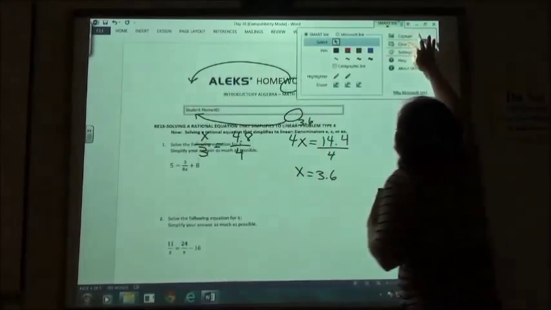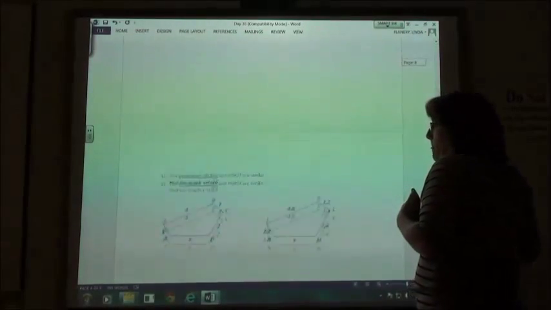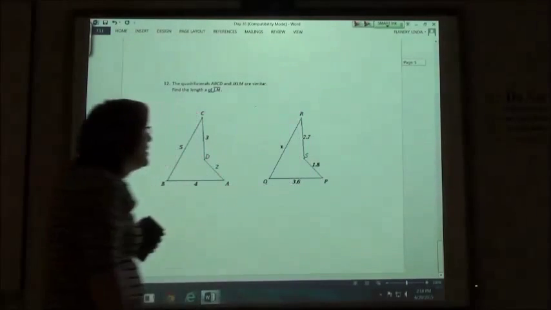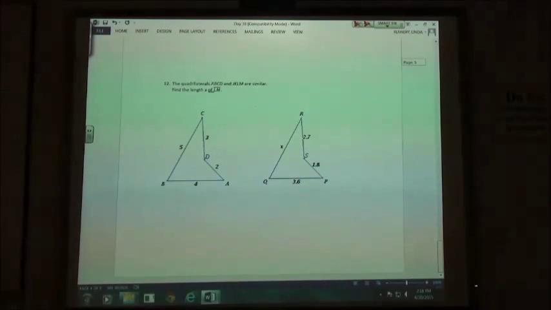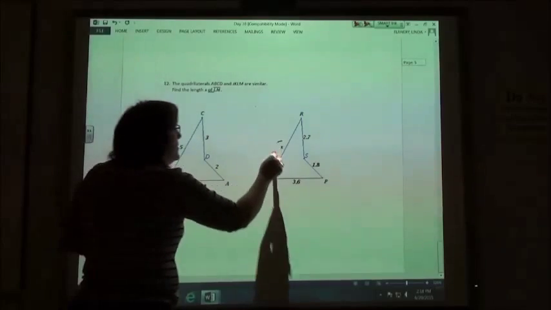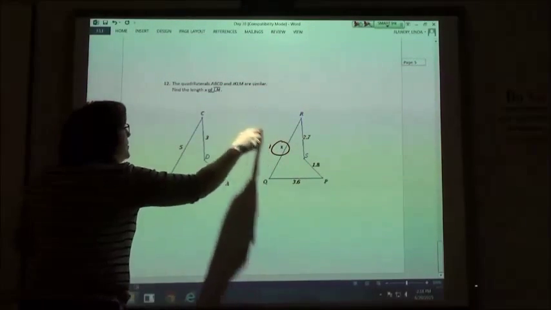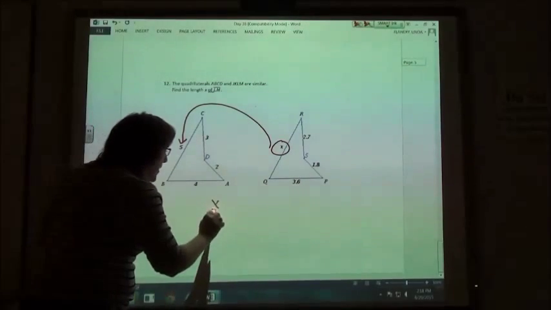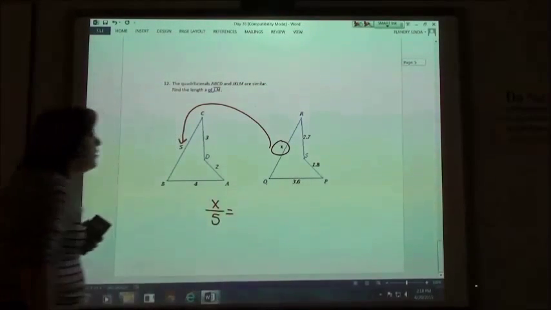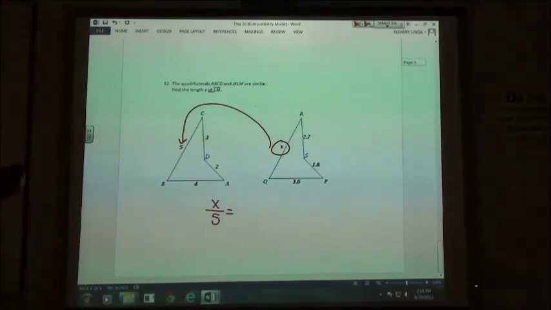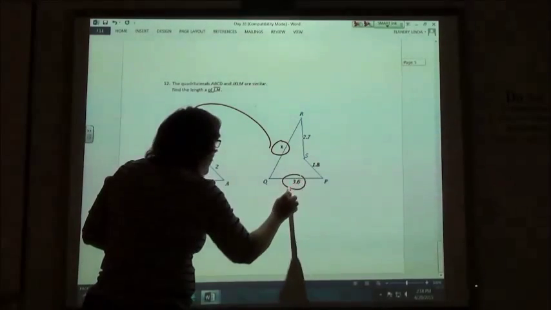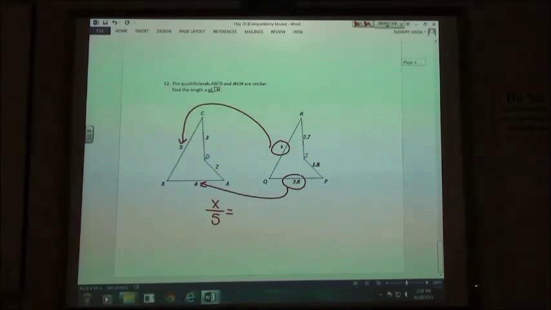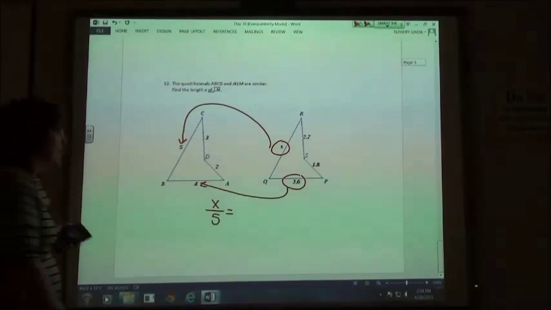Number 12, same kind of thing. Number 12 is the last one on this page. Again, I am trying to find the length of x. X is this side here. X corresponds to 5. So x over 5 is going to equal, picking a number to use, I'm just going to use the 3.6 again because it's easy to draw my arrows so I don't have to go through the middle of my shape. So I'm going to use 3.6 over 4.